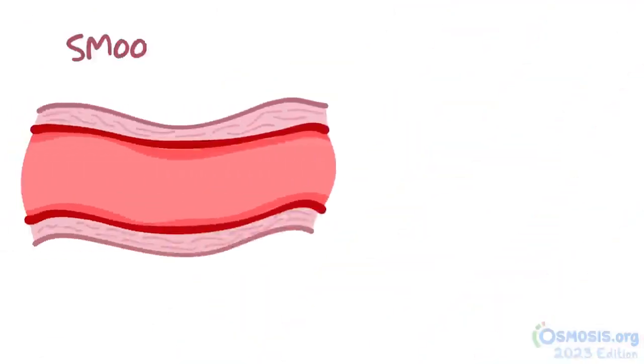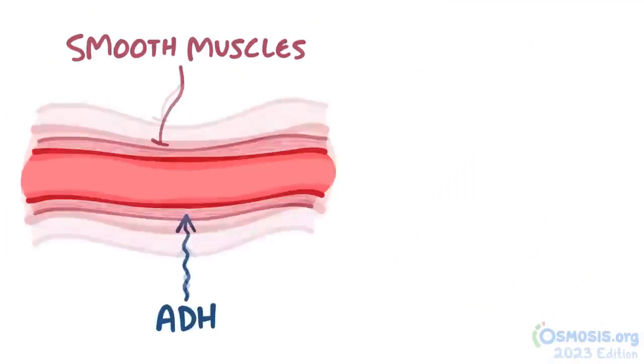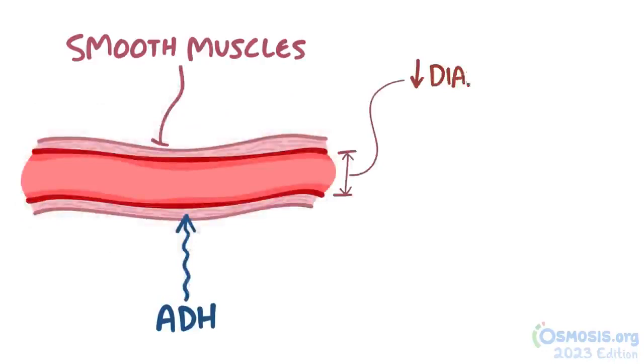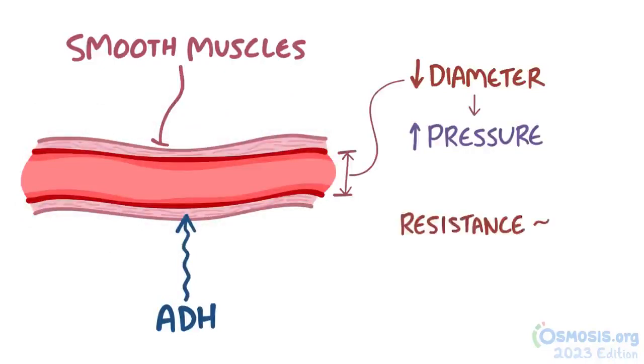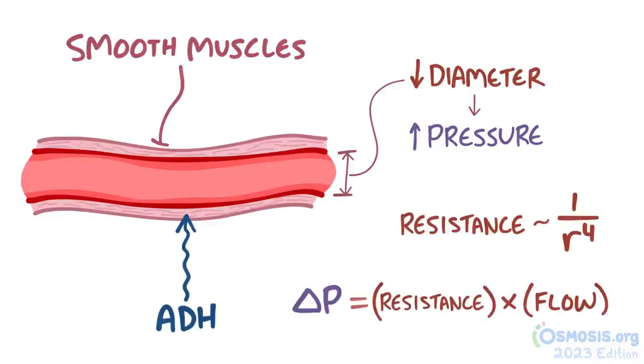Now looking at those smooth muscles in the walls of the blood vessels, ADH also causes them to contract. As the diameter of the blood vessel lumen decreases, the blood pressure will increase. If we look at the relationship between radius of a tube and the resistance, we know that resistance is proportional to 1 over the radius to the 4th power. And because pressure, or delta P, equals resistance times flow, a decrease in the radius will cause an increase in the pressure.